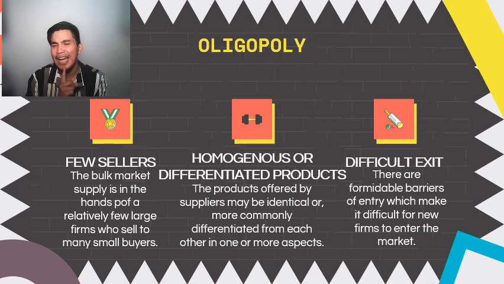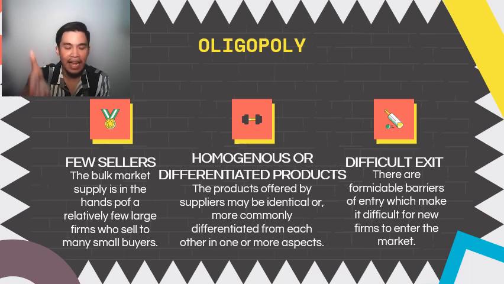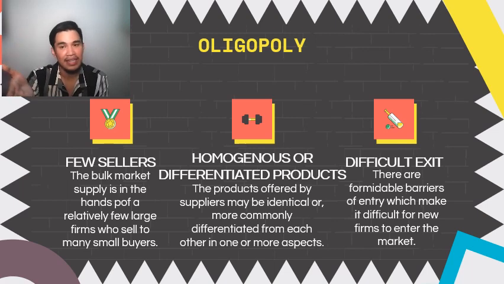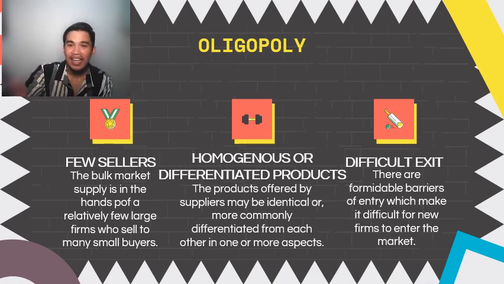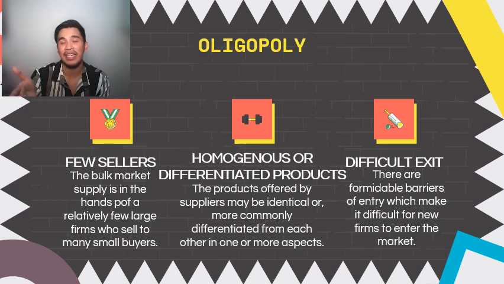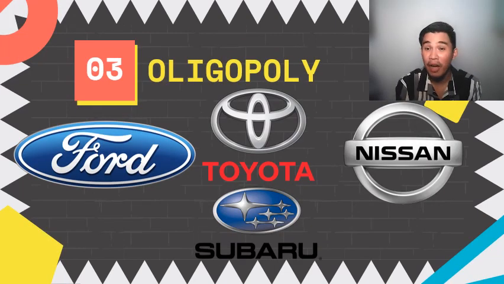So gaya ng sabi ko kanina, there is a difficult exit for this one. Kasi imagine if you have invested a lot of money for that certain business. Kasi hindi naman kasi biro when you are going to sell oil, cell phones, cars, that is no joke. You are going to invest a lot of money. So when you are going to exit, that would cost you a lot. So kapag mag-exit ka sa certain market na yan for oligopoly, ibig sabihin na lugi ka. Okay? Kaya there is a difficult exit. So here are some of the examples. Gaya ng sabi ko, car companies, Ford, Toyota, Nissan, and Subaru.